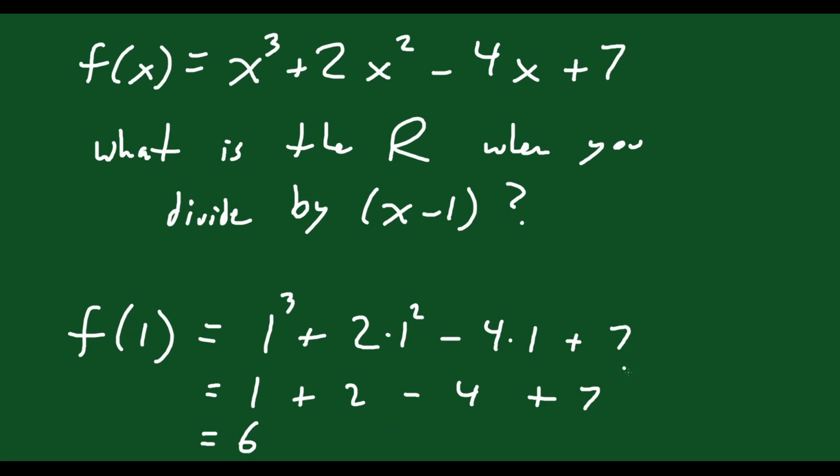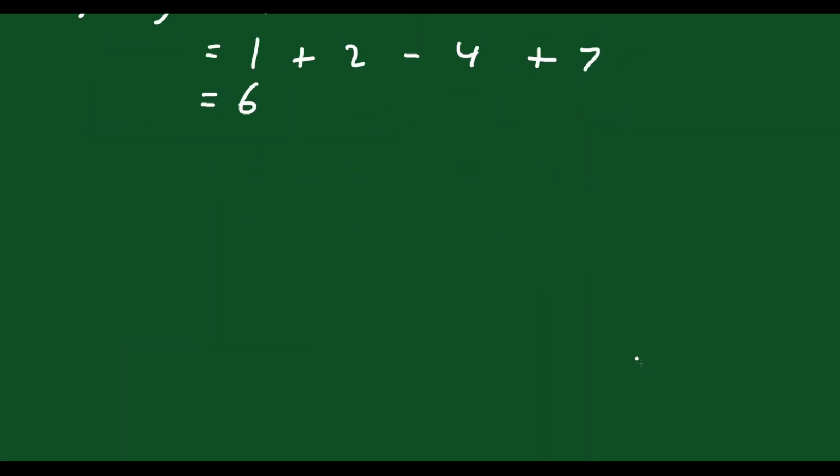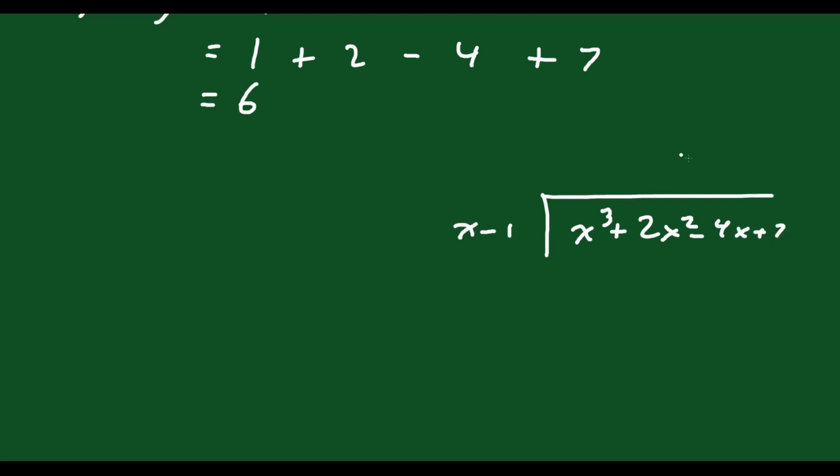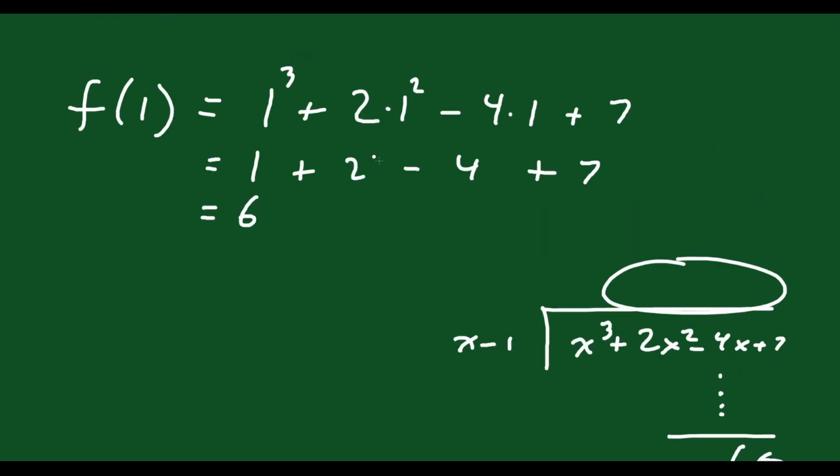And you could confirm that answer. We're not going to actually do it, but if you wanted to, you could set it up, either long division or synthetic. You could say your x cubed plus 2x squared minus 4x plus 7, your x minus 1. You'll get some answer up here, and at the very bottom, you're going to get 6 for your remainder. So you could do the long division to check, or the synthetic division, same thing's going to happen. But you don't have to. You can just do this process here. All right, let's do another question.